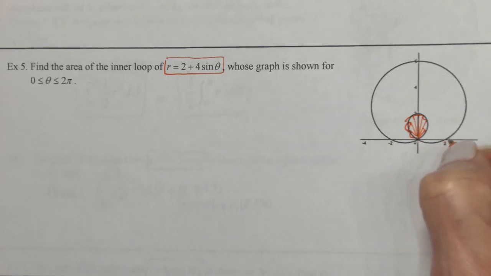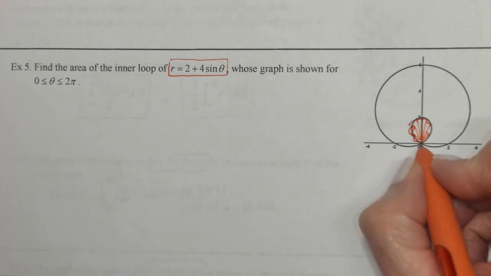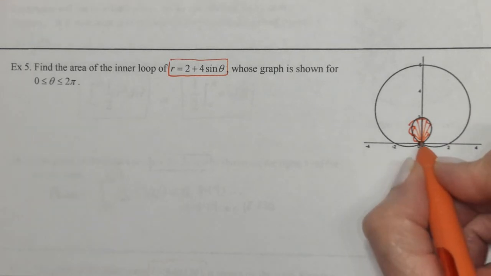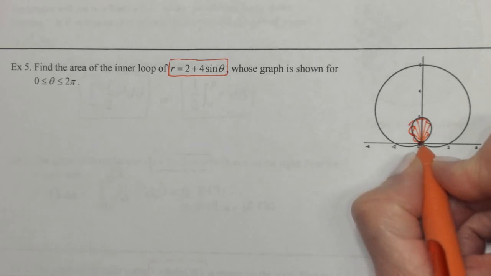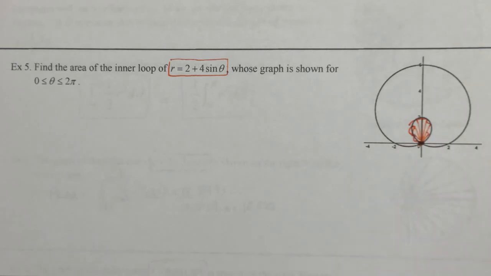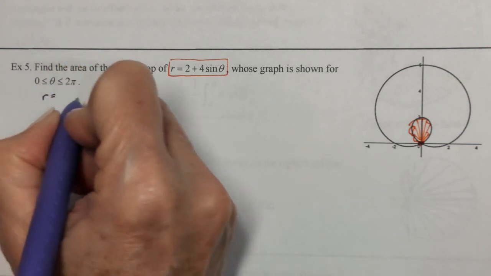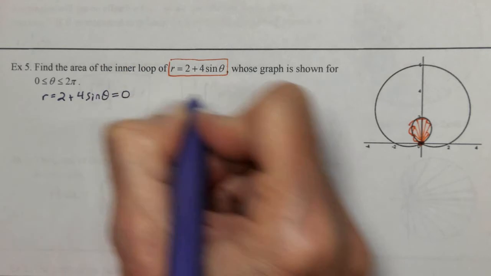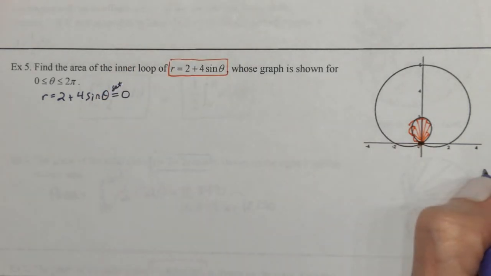Okay? So, I want to find the theta values where r is 0, because when r is 0, those are the theta values where I start and end this little loop. This is one of those where you're going to have to know how to solve these equations. So I'm taking r, setting r equal to 0, and solving it for theta.